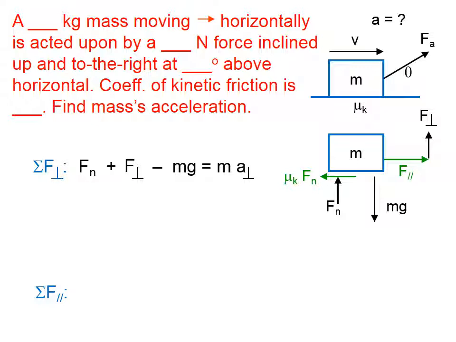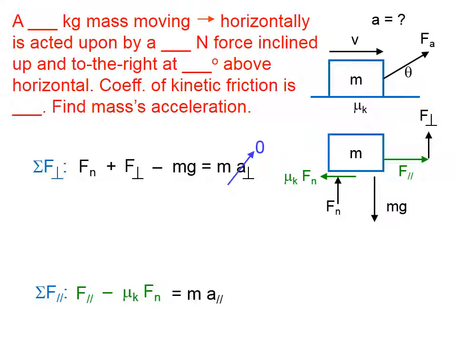Let's write another Newton's second law equation, this time using only the parallel forces. Again, we have to choose a direction to be positive, so I'm going to choose to the right to be positive. F parallel minus mu sub k Fn. That sum of the forces should equal the mass times the acceleration parallel to the surface.